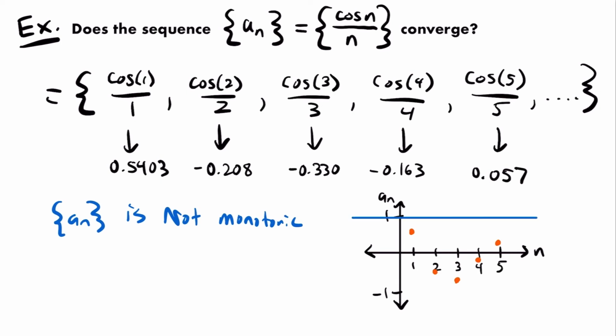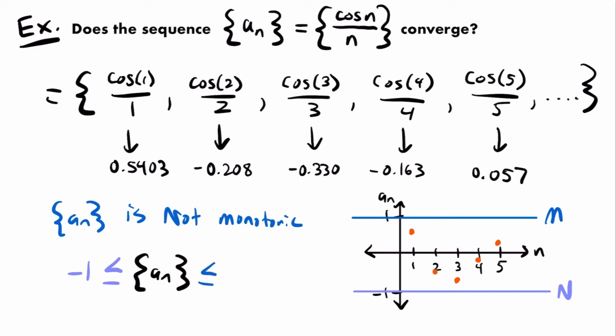Positive 1 is our upper bound that we label with the capital letter M, and negative 1 is our lower bound that we label with the capital letter N. And so we would say that a sub n is greater than or equal to negative 1 and less than or equal to positive 1. It is bounded below by negative 1, but bounded above by positive 1. And so this sequence is bounded. A sub n is bounded, so we could write that. A sub n is bounded, but we cannot conclude that it converges based on that because it's not monotonic.